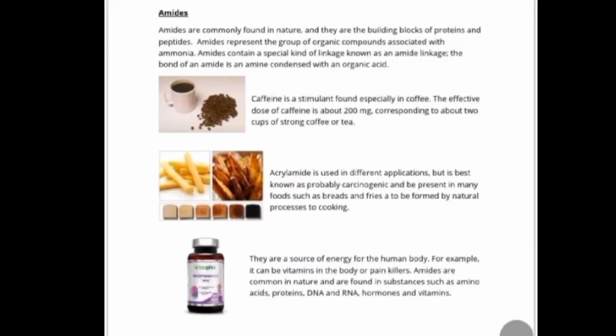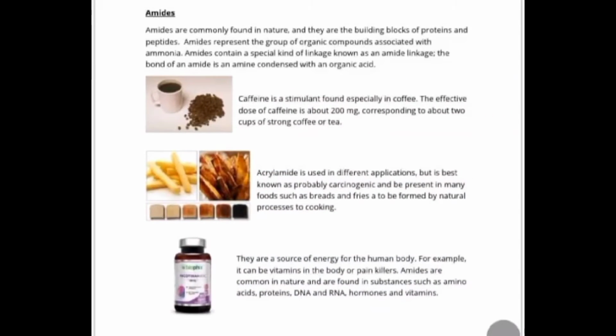Amides are commonly found in nature, and they are the building blocks of proteins and peptides. Amides represent the group of organic compounds associated with ammonia. Amides contain a special kind of linkage known as an amide linkage. The bond of an amide is an amine condensed with an organic acid. Here are 2 examples of amides.